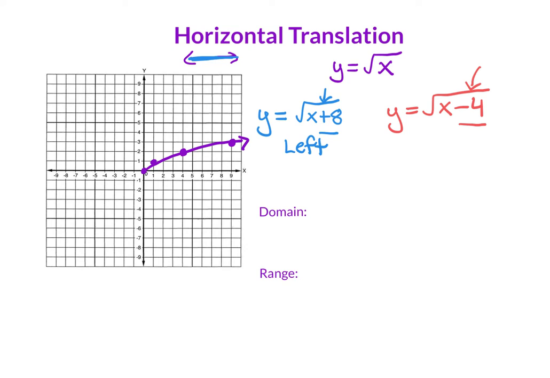So I'm going to just count. 0, 0 becomes negative 8, 0. 1, 1 becomes negative 7, 1. 4, 2, let's count 1, 2, 3, 4, 5, 6, 7, 8, becomes negative 4, 2. And then 9, 1, 2, 3, 4, 5, 6, 7, 8.